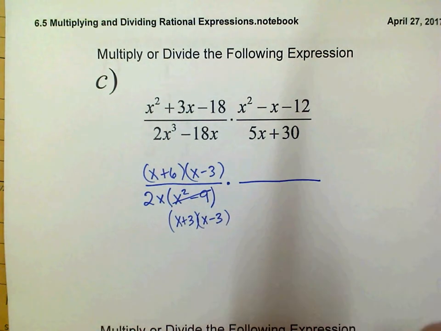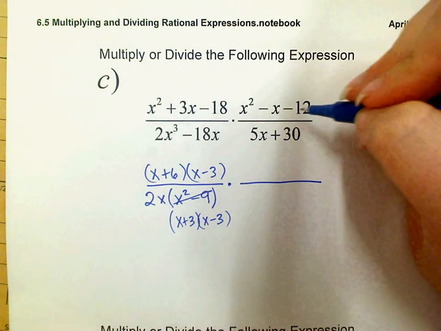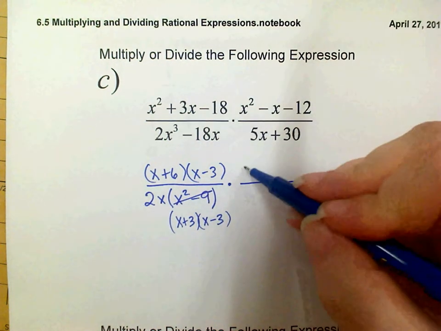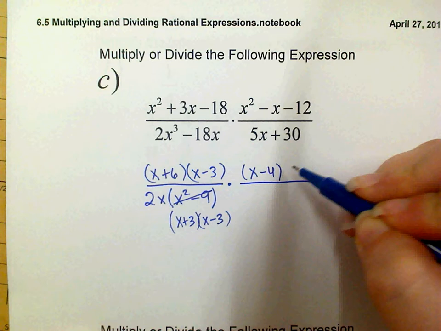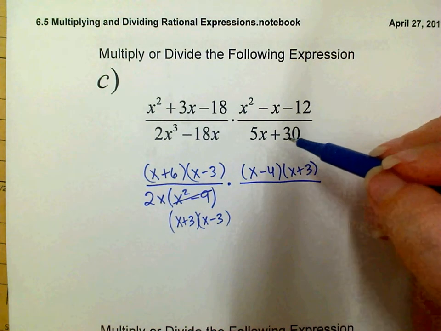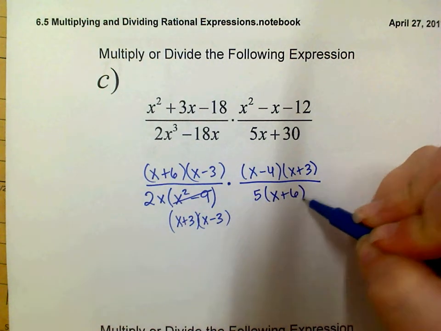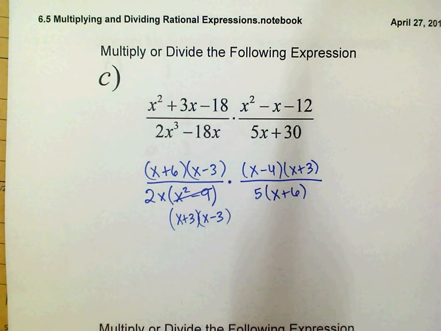Over here, I'm going to factor this one. The factors of -12 that add up to -1 are -4 and +3. And then in the denominator, 5x plus 30, I can factor out a 5, and I'm left with x plus 6. And at this point, I just start simplifying anything that cancels out.